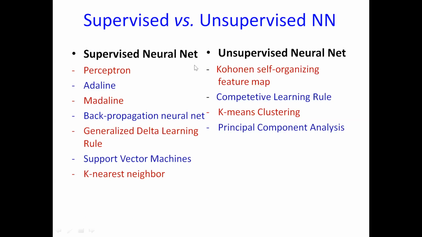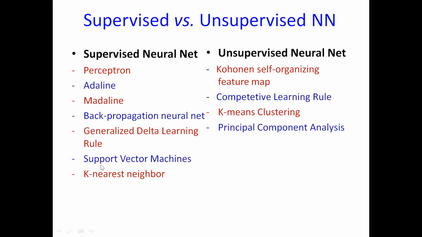Now, we can see that after covering all those neural networks, some of them are still beyond the syllabus. So in this particular thing, we can see that perceptron, Madaline, backpropagation, delta learning rule, those are supervised learning algorithms. Those neural networks follow supervised learning algorithms, and that is why those are supervised neural networks.